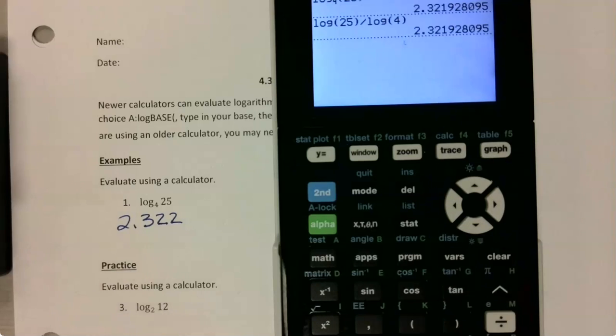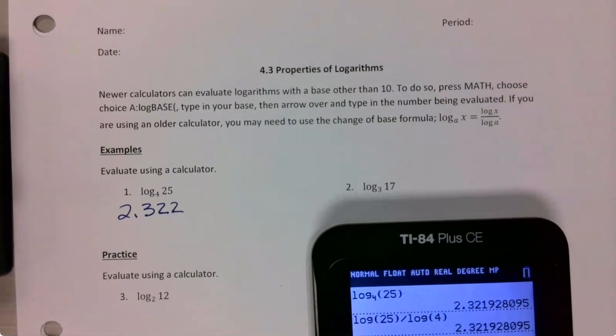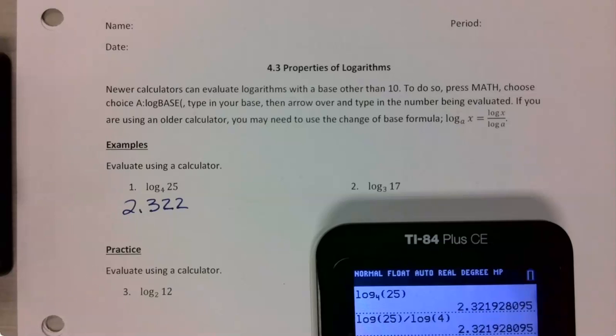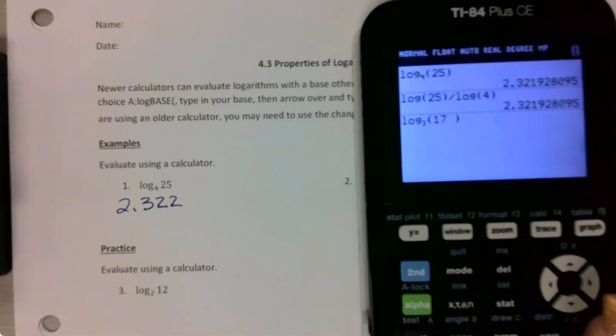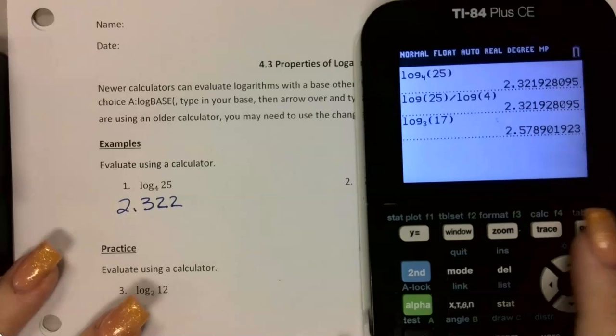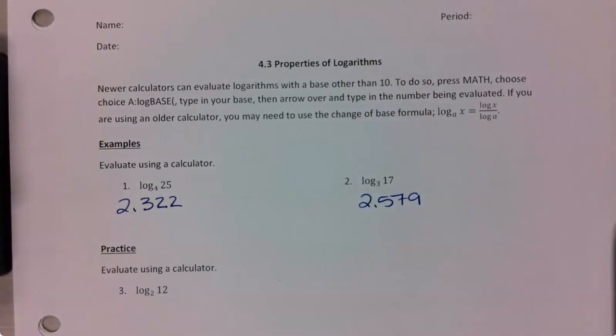Questions on number 1? Okay, so same idea for number 2. I'm going to go math, scroll down to choice A, which is log base. And then I'm going to type in that 3, arrow over to 17, arrow over and type in 17. And then I press enter, which gives me 2.579. Questions on 1 or 2?